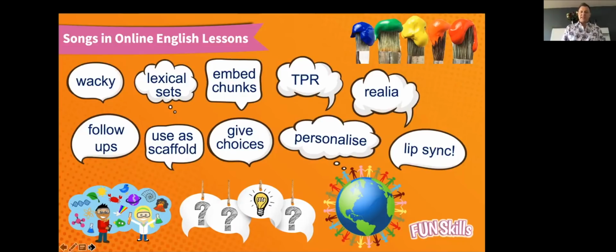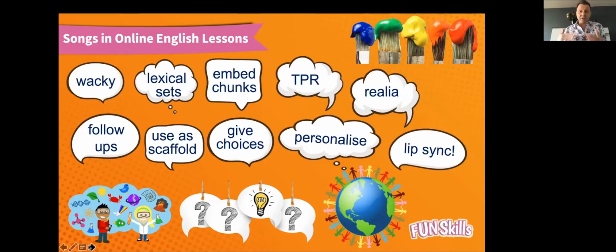Very importantly for me is how we use songs and follow up on these songs. So through creative writing tasks, through individual response tasks, to really extend children's use of language and creatively engage them. So it's not a case of just singing the song and then it's all over, but how can we really get the most mileage out of these songs?